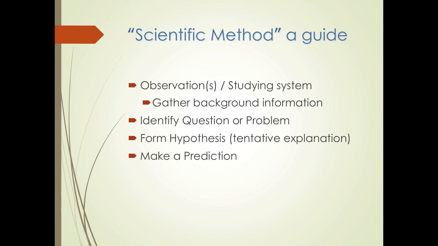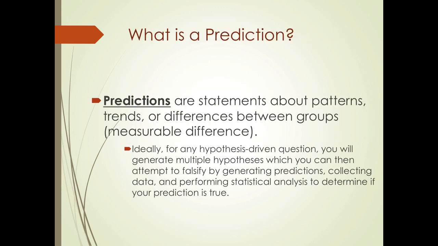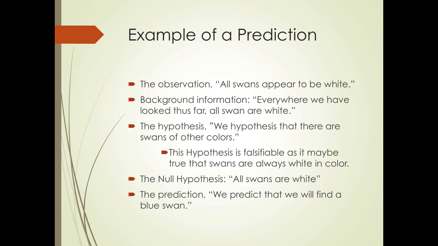Once you have your hypothesis and you have your null hypothesis, you can then make predictions. Predictions are statements about patterns, trends, or differences between groups. These are measurable differences. Ideally, for any hypothesis-driven question, you will generate multiple hypotheses, which you can then attempt to falsify by generating predictions, collecting data, and performing statistical analysis to determine if your prediction is true. So for our prediction, we will predict that we will find a blue swan.